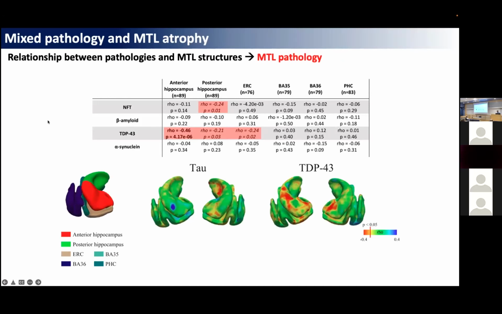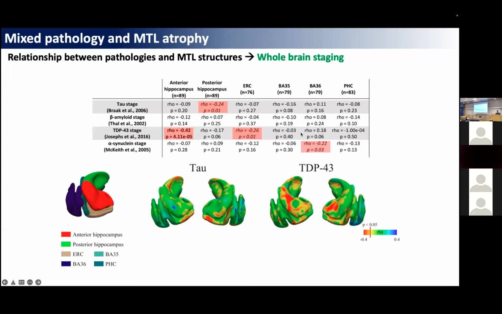We also performed a surface-based analysis just to explore this association using another technique. We found that the amount of TDP pathology was associated with reduced volume in the anterior MTL, and tau was more associated with the posterior hippocampus.